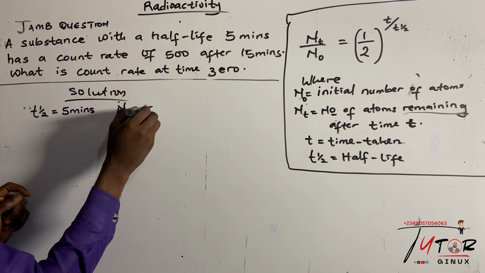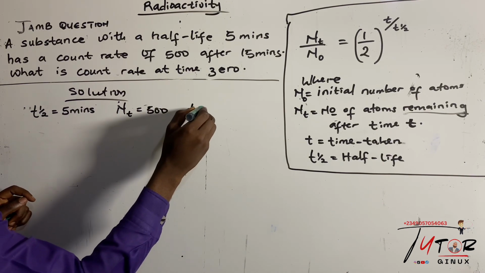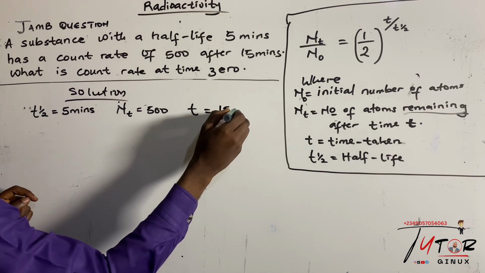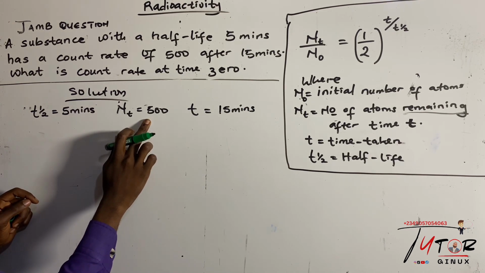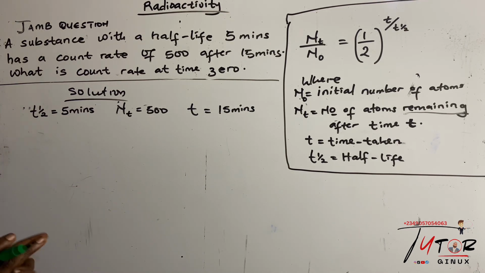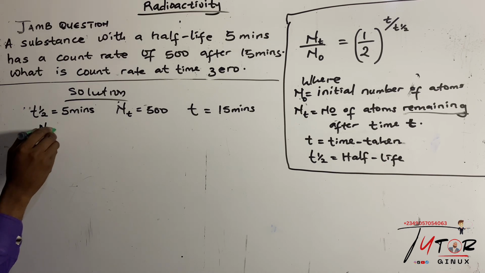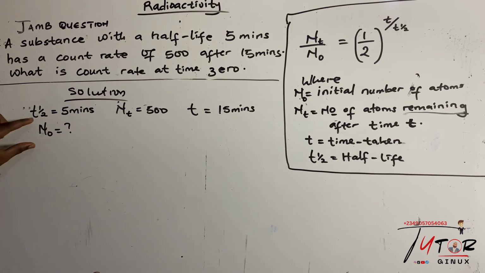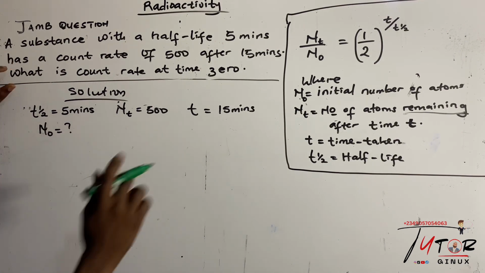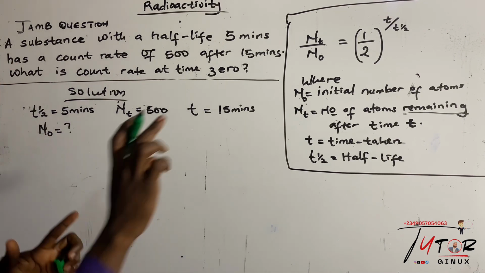That means that's the Nt, because Nt is the number of atoms remaining after a particular time. So Nt will be 500, and t will be 15 minutes, the time taken to have a remainder of 500. What is the count rate at time 0? That is the N naught, the initial number of atoms. That's the question. So with this now, you can make use of the formula.